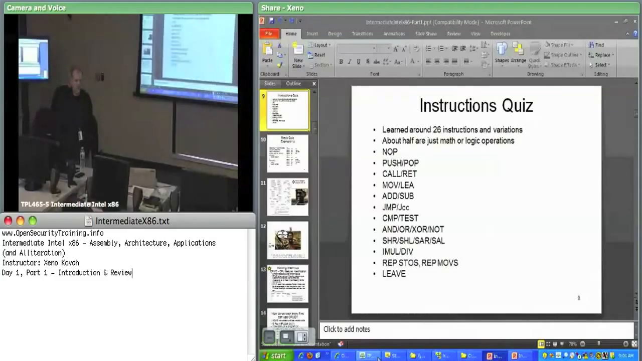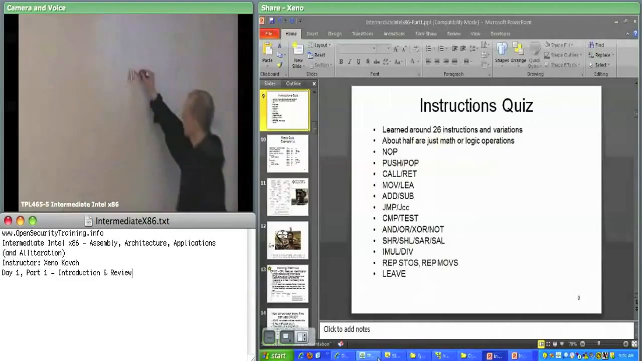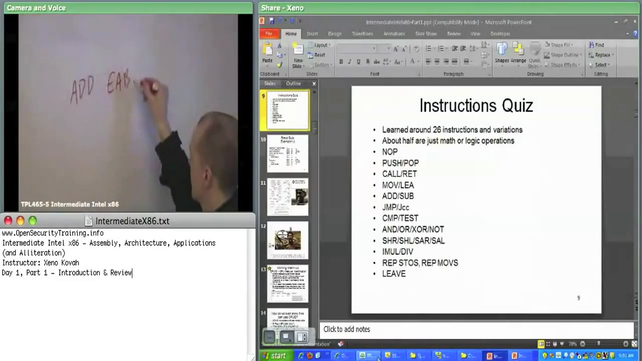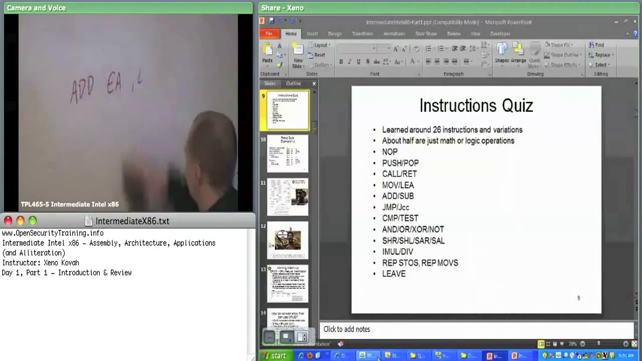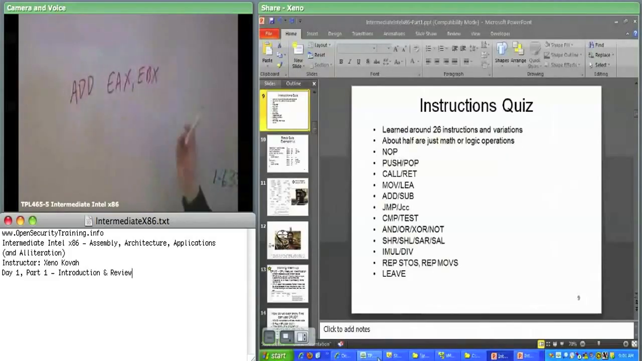Add and subtract are just add and subtract, right? But the only thing I would say, as a reminder, in terms of Intel versus AT&T syntax, is if we are doing add EAX, EBX, how do we interpret this? What's going where? It's actually EAX equals EAX plus EBX, right? And it's actually the exact opposite on AT&T syntax, but we'll not worry about that. So AT&T syntax flips destination and source.